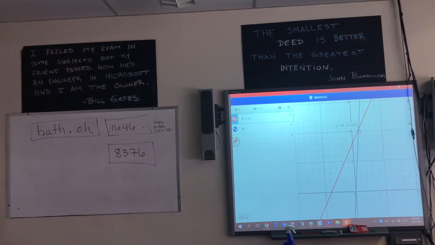Okay. This is Desmos. You guys used Desmos last year? You just go to www.desmos.com and it's that calculator. It's a lot like the Algebra one, but it's a web interface. So it's just a website. You can download it too if you want to.